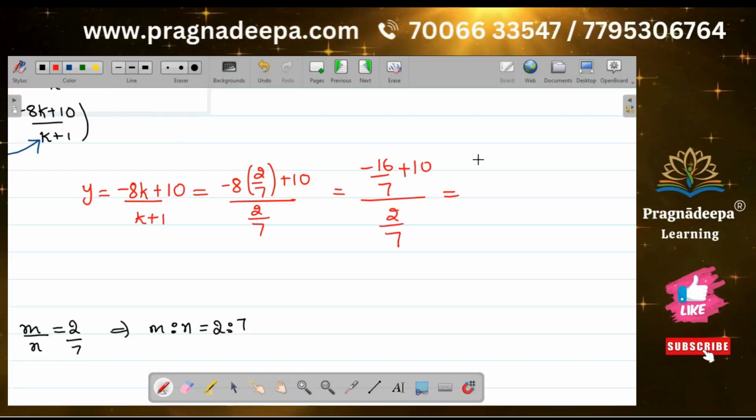So now it simplifies to minus 16 plus 7 tens are 70, divided by 7, divided by 2 divided by 7. So 7 gets cancelled. So you are left with minus 16 plus 70, which is 54, divided by 2. 2 times 27 is 54. The value of y is 27.